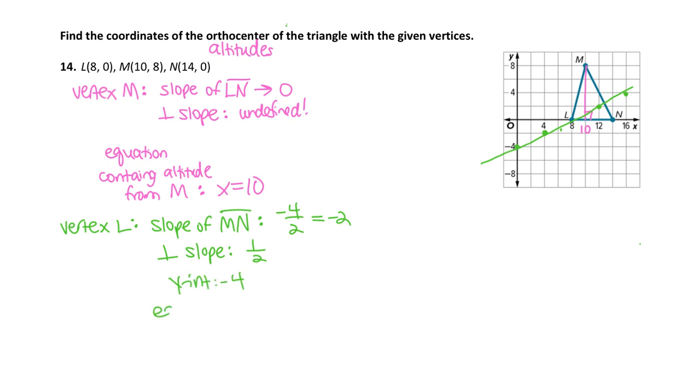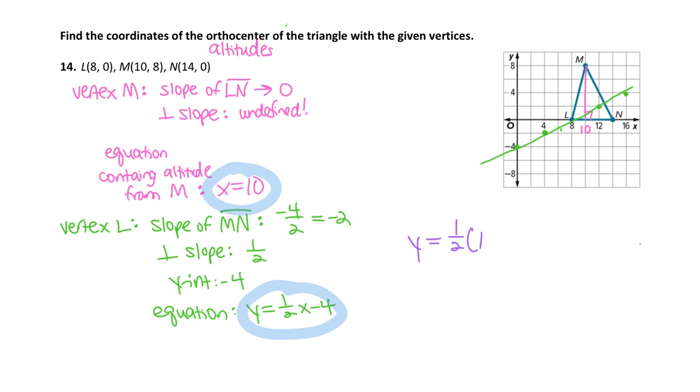So my equation is, I've got the slope right here. I've got the y-intercept. Plug it in. So y equals 1/2 x minus 4. And now we just have to solve the system of equations. So solve the system here and here. Oh, but wait, I already know the x. So all you have to do is plug in 10 for x into this equation. So y equals 1/2 times our x, which is 10, minus 4. That's 5 minus 4. Y equals 1.